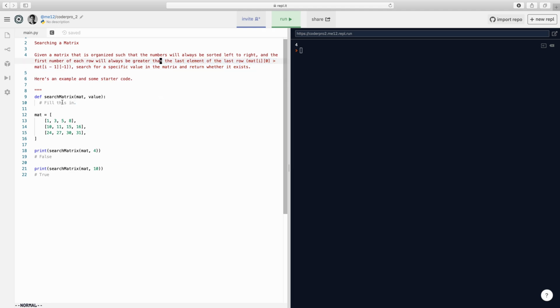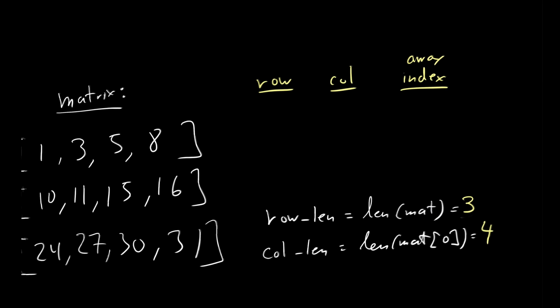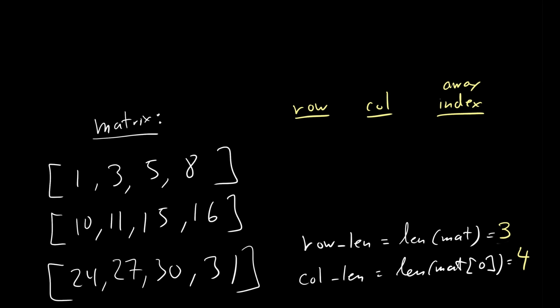Here's an example. As you can see, the matrix is actually formed in a pretty simple way. It always goes up: 1, 3, 5, 8. It's always increasing, and then also the first element is always bigger than the last element on the previous row. So then 10, 11, 15, 16, 24, 27, 30, 31. So that's pretty nice. It's literally just sorted. It's just a sorted matrix, extremely sorted. So let's go to the drawing board and think about how we can do this.